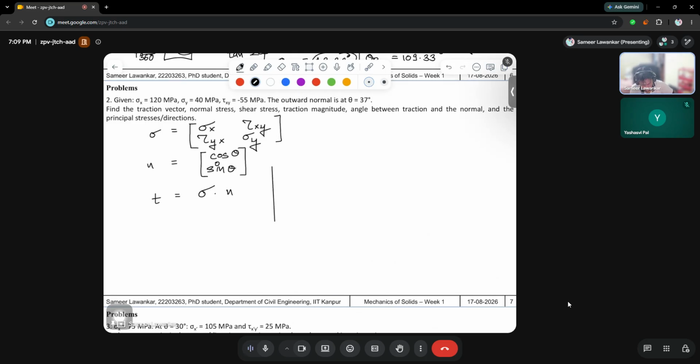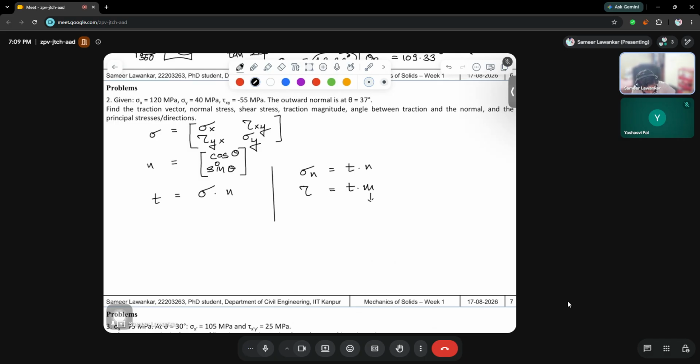So traction T is sigma dot n. Now sigma dot n will give you traction, but sigma n, that is the normal stress, is basically T dot n. Okay, dot product. And similarly, what is shear stress? Shear stress is basically T dot m. What is m? m is the direction vector perpendicular to this normal vector.